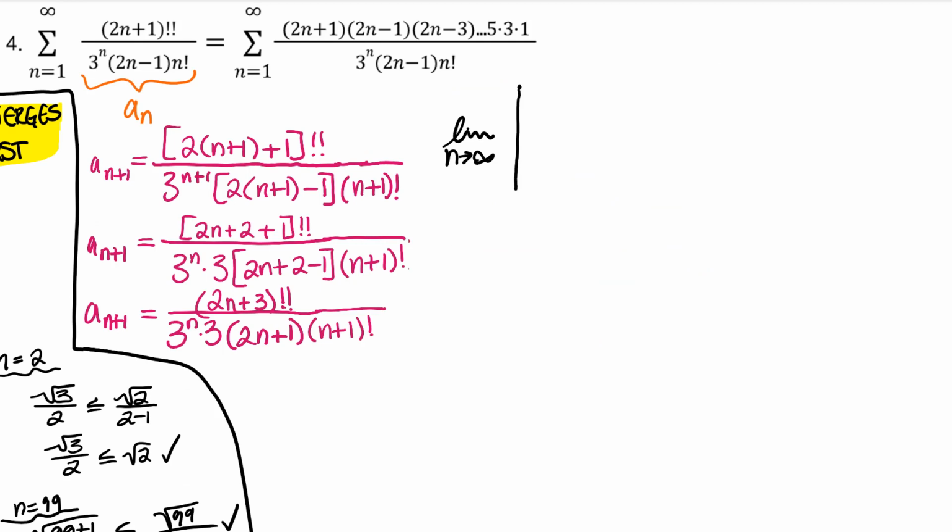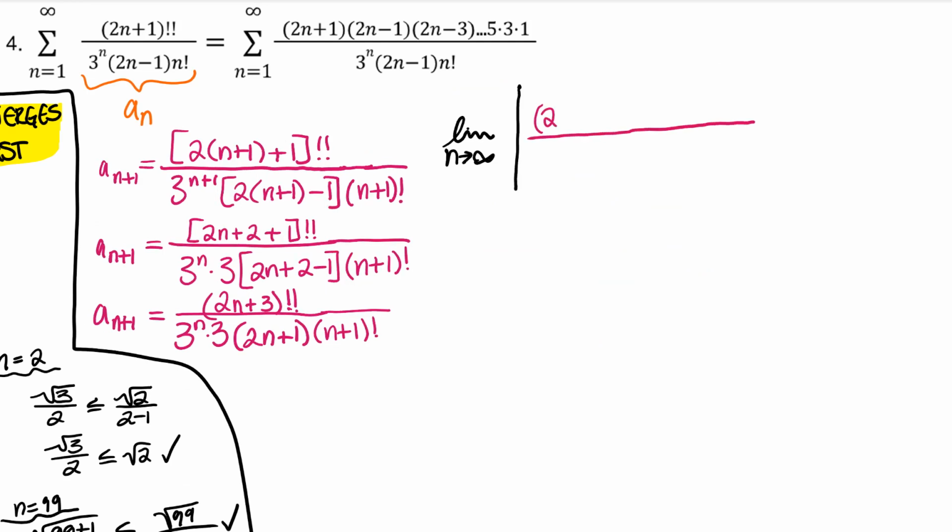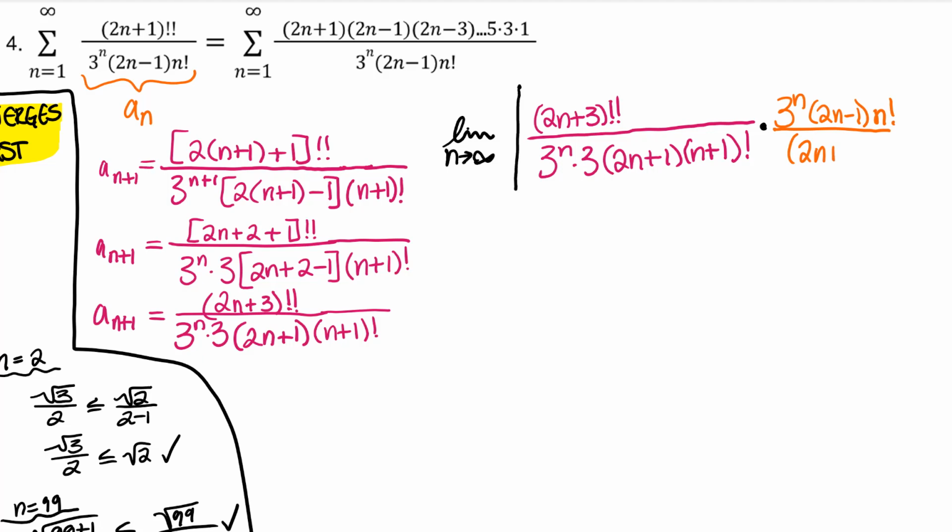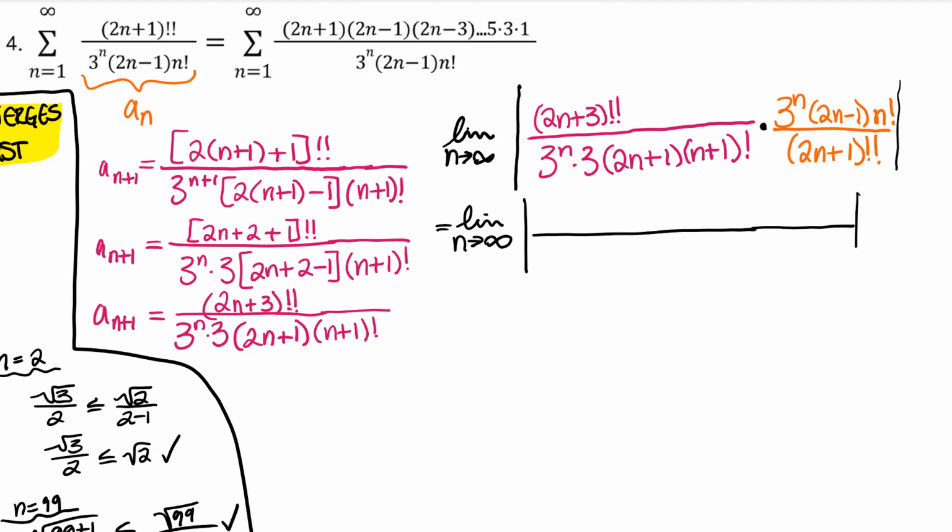All right, let's evaluate the limit using the ratio test. We're going to expand anything that might be helpful in reducing. This 2n plus 3 double factorial, we can expand. Remember, you're subtracting 2 this time, so 2n plus 3 minus 2 would be 2n plus 1. We could keep going, but we already have a 2n plus 1 double factorial on the bottom, so we'll stop here so we can reduce.